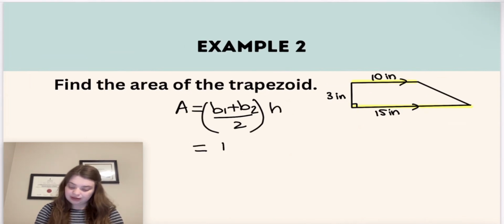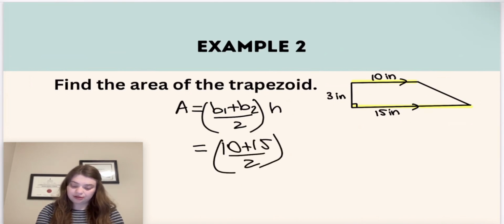And how do we know that these are the bases? Well, because these are the parallel lines, right? These are the two lines that have the arrows on them. So that's how we know they must be base 1 and base 2.